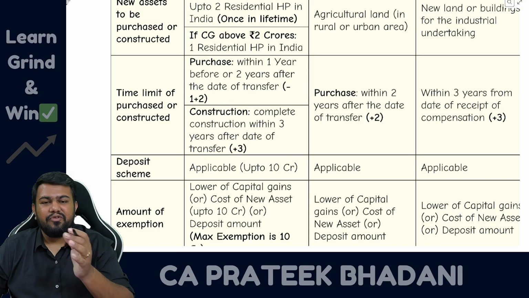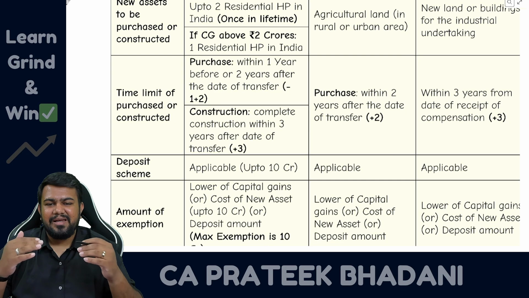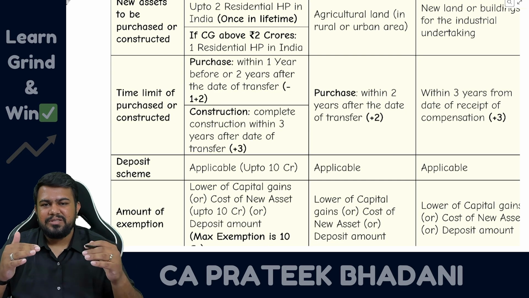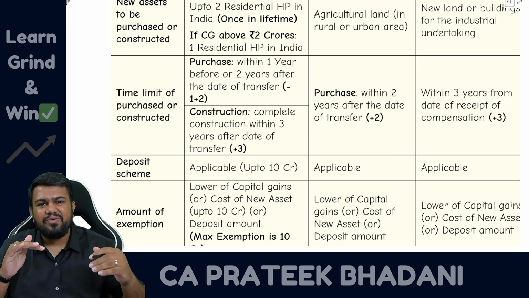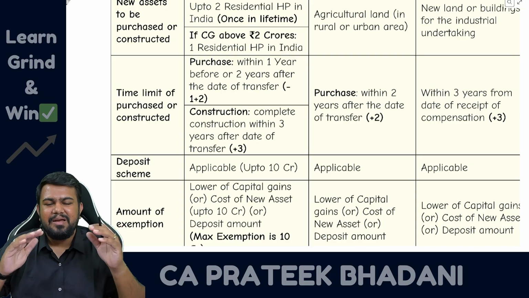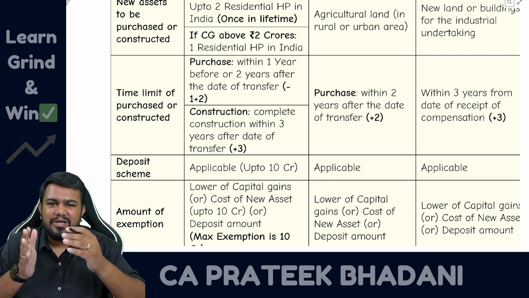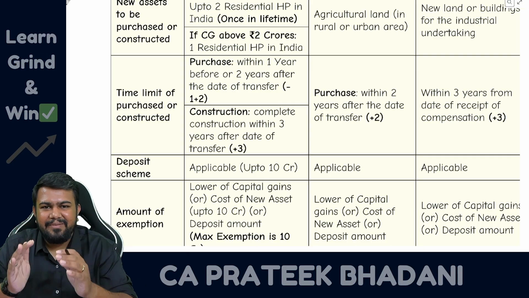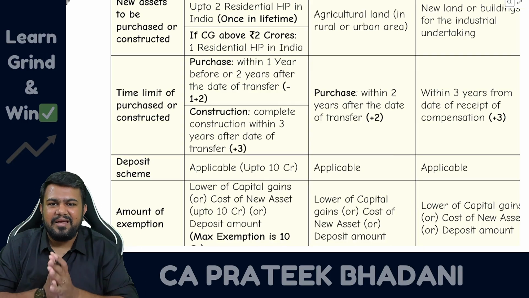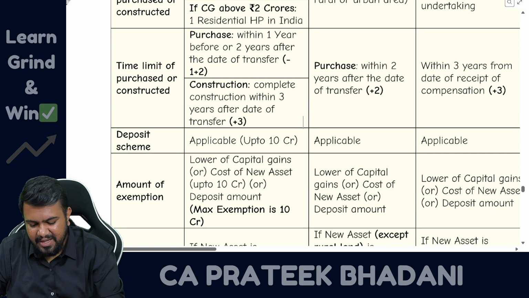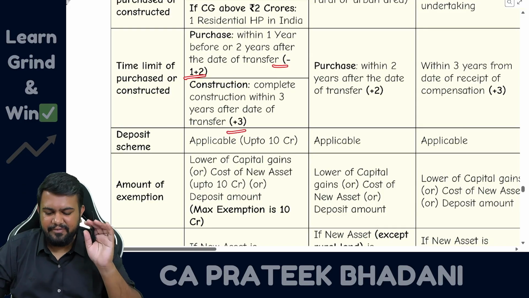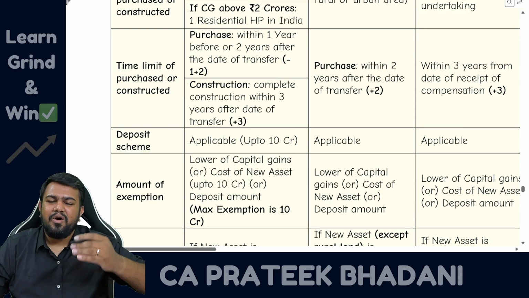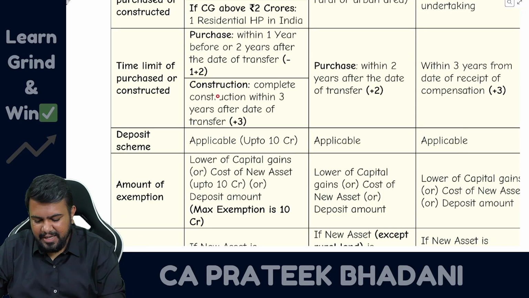Sir, why is 1 year before time also given? Because generally, some people will first buy the new house, and only then sell the old house, because after selling the old house you want to go somewhere. That is why generally people will buy a new house first, then they will sell their old house. That is why the -1 + 2 + 3 time is given. 1 year before, 2 years after, or 3 years after in case of construction.